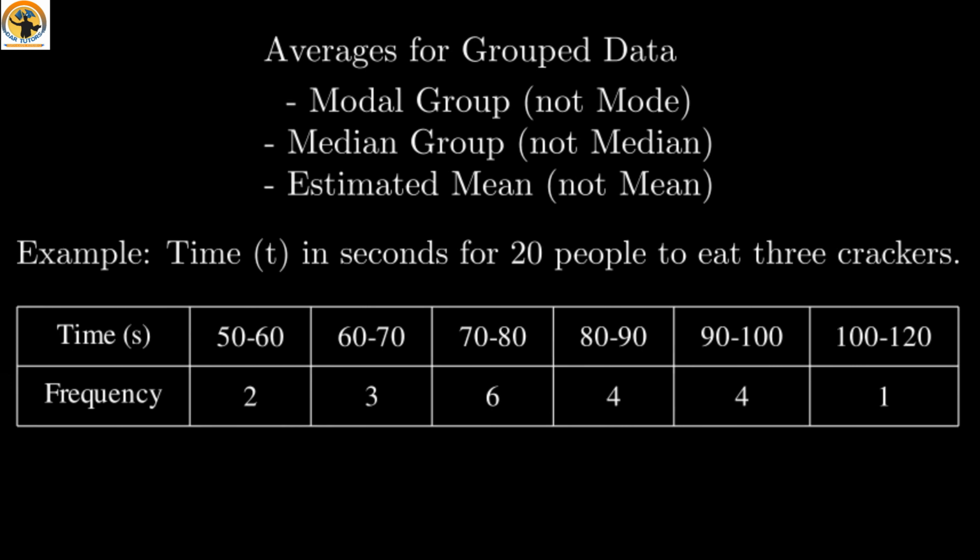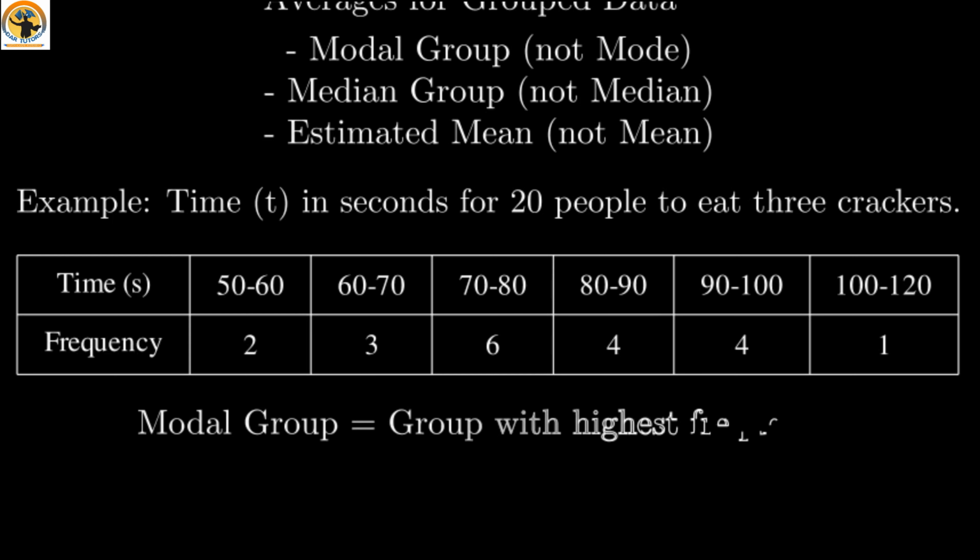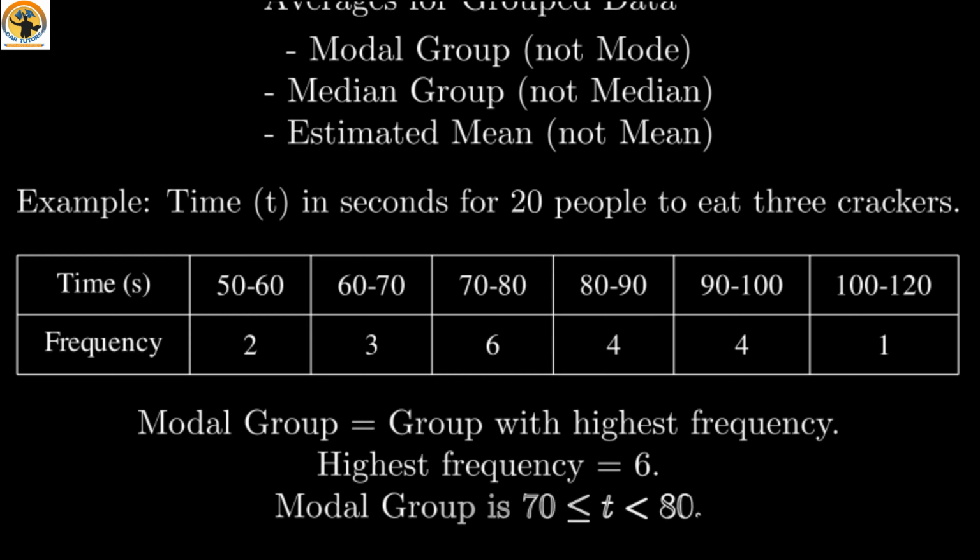First, the modal group. This is the easiest one. The modal group is simply the group with the highest frequency. Here, the highest frequency is 6, so the modal group is the time interval from 70 to 80 seconds. Next, which group contains the median? We have 20 people, so the median is between the 10th and 11th person. We need to find which group these people fall into.